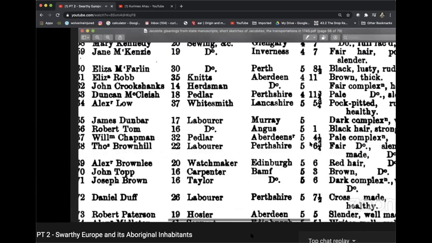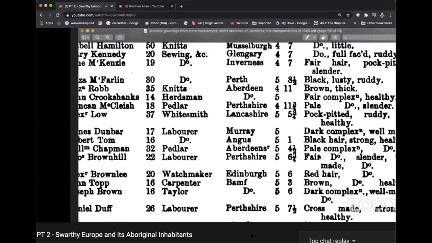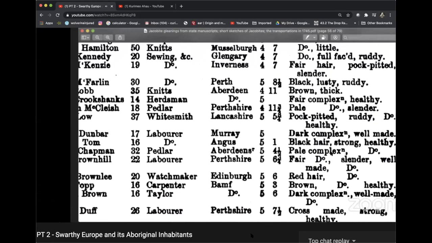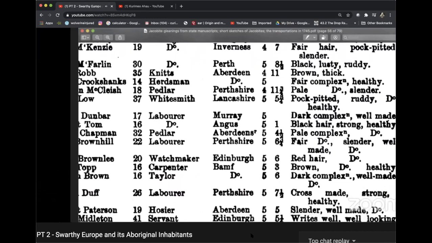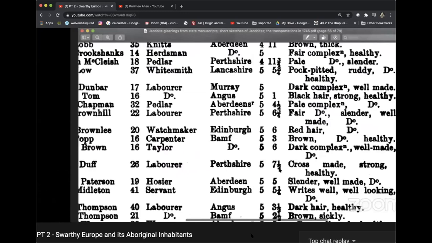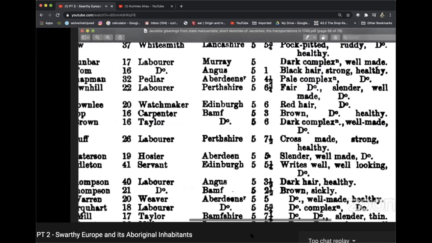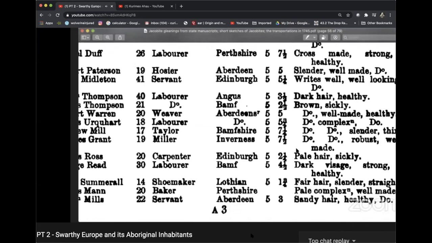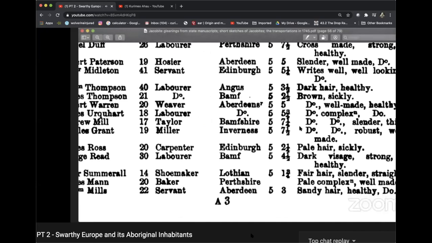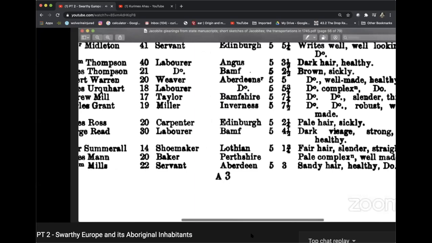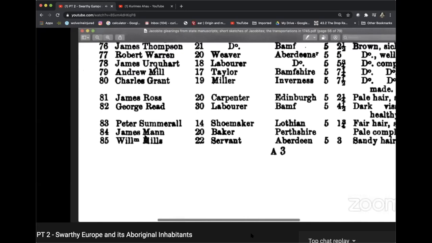Again, fair. This could be a light-skinned person, but they're telling you straight up, pale complexion, fair. Could be a white person, a real pale person. Brown, dark complexion, well-made. Joseph Brown, brown, dark complexion, well-made. Daniel Duff, right? What did we learn about Duff and Dub? Dark hair, healthy, brown, sickly. Well-made, brown complexion. Pale hair, sickly, dark visage, strong, healthy. Pale complexion. This guy's pale, James Mann.